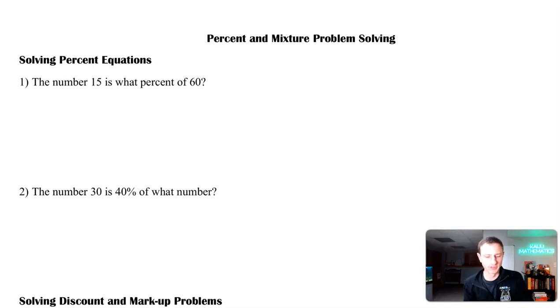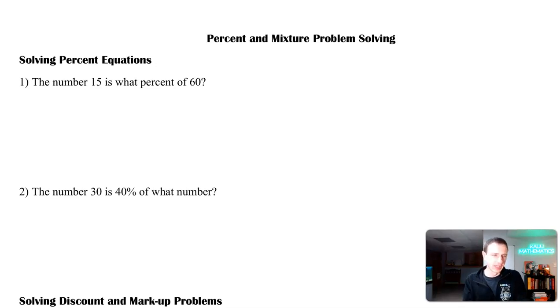Today we're going to take a look at percent problems, and percent problems can be difficult no matter what level you're at looking at percentages. You could solve percent problems with a lot of different methods, so let's just dive into it. Let's take a look at the first one. It says the number 15 is what percent of 60?